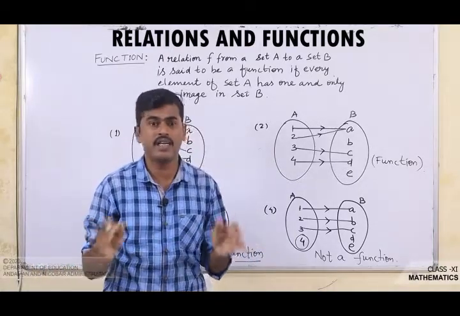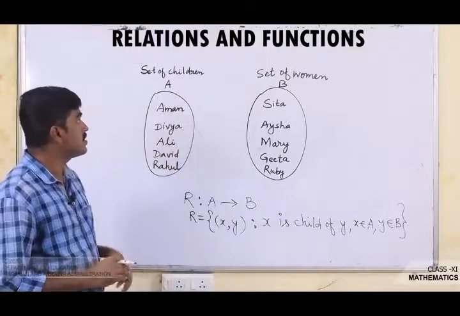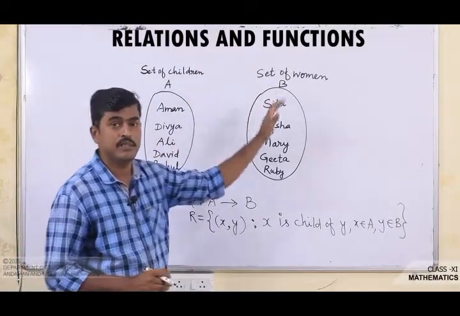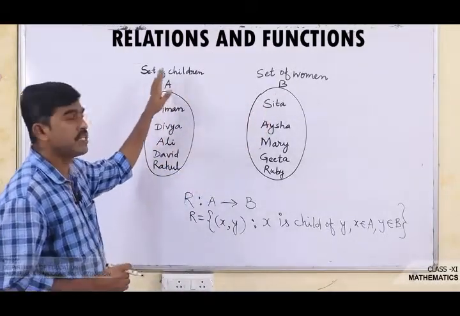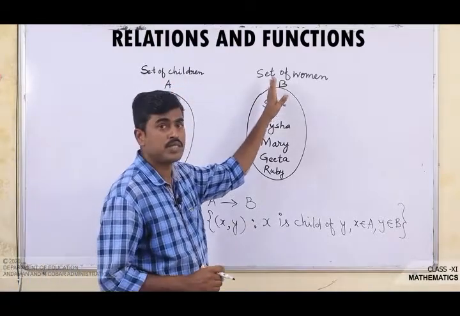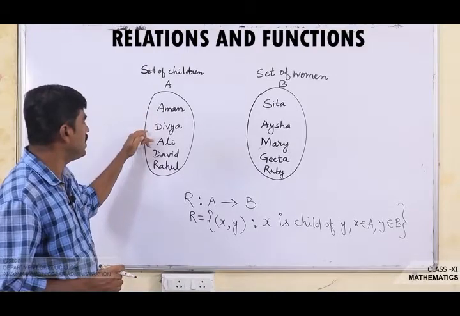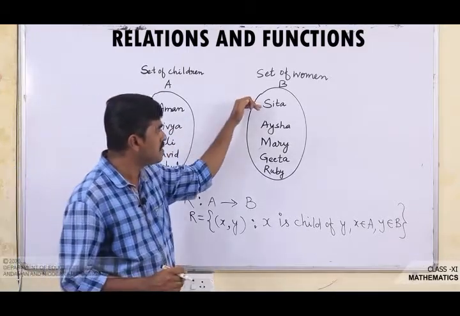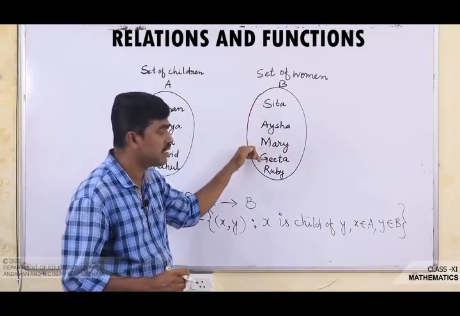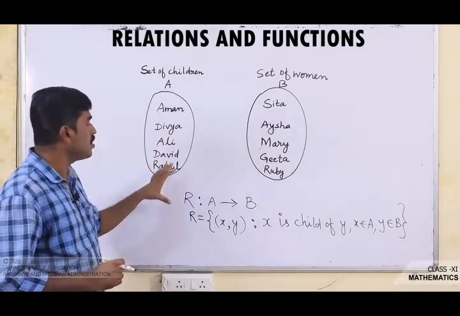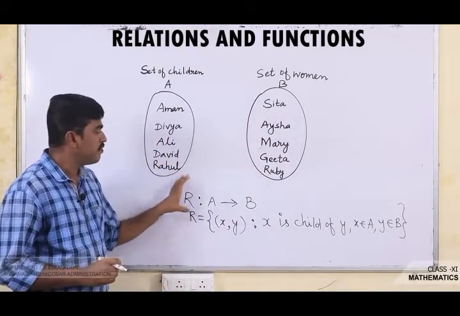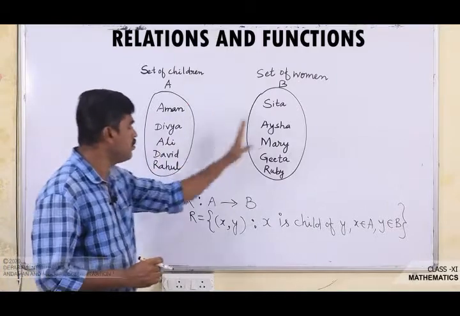This is a real life example. Now let us consider two sets A and B. A is the set of children and B is the set of women. A contains the elements Aman, Divya, Ali, David, Rahul, and B contains the elements Sita, Aisha, Mary, Geeta, Ruby. Now I am going to define a relation R from A to B.